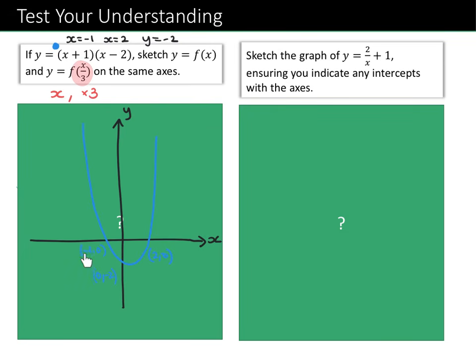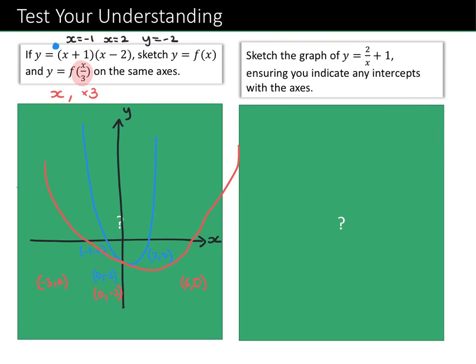My x coordinates are minus 1, 0, and 2. So my new coordinates, I multiply by 3. So instead of minus 1, 0, I'm going to have minus 3, 0. 0, minus 2 is going to be the same, 0, minus 2. And 2, 0 is going to become 6, 0. So if I draw this again, it's still going to cross this point. But this time it's going to cross at 3.